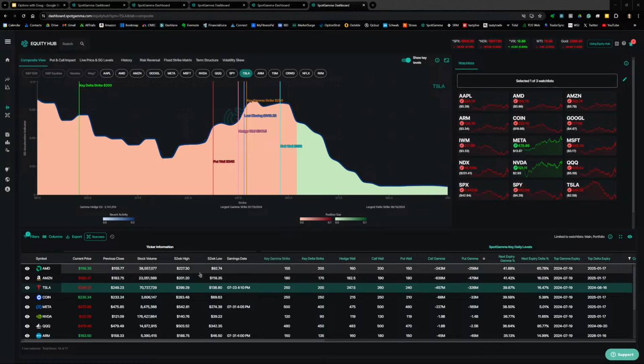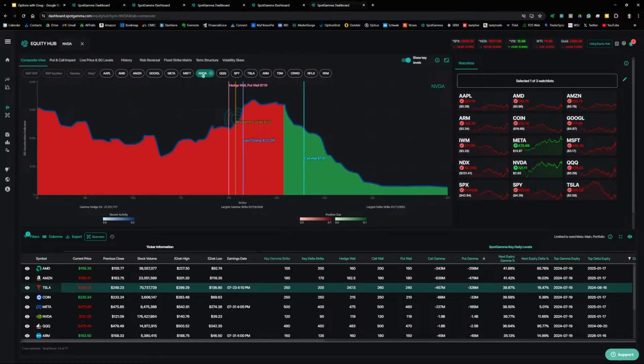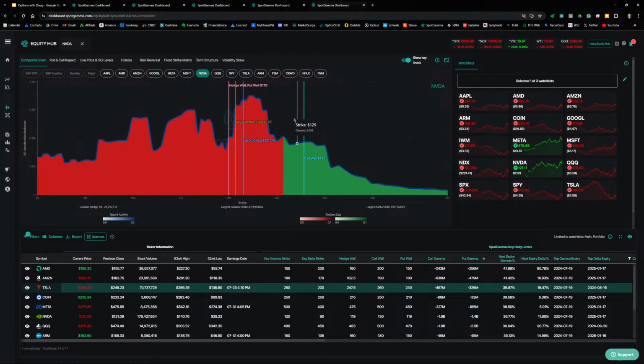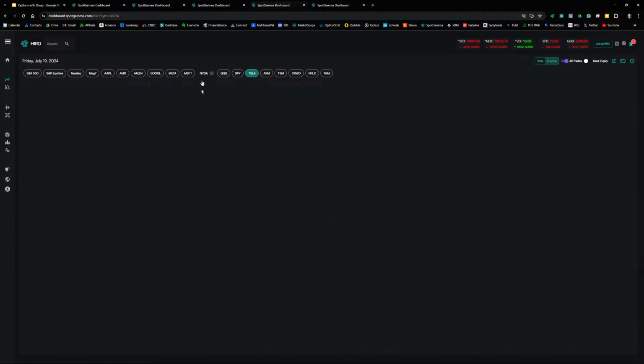And Slow Darazi was asking about Nvidia. Let's take a look at that. What this green is showing is call domination for Nvidia above 127. The green above, call domination. All those calls quickly losing value. Let's see where Nvidia is trading. Let's go back to Hero, go to Nvidia.